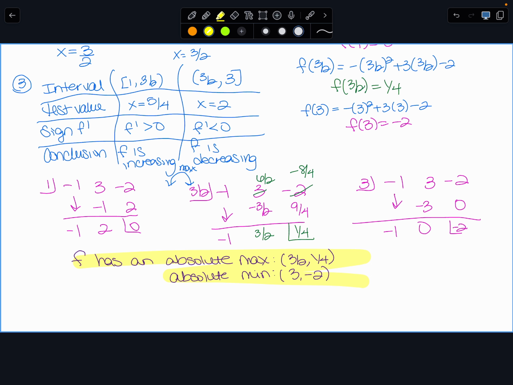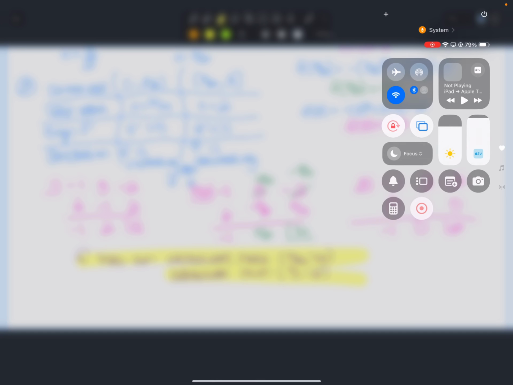Questions that you guys have? I can only have absolutes in 2 cases. 1, I have to have an interval, or 2, it has to be a quadratic. Okay. All right, so question 2 is the one that you guys need to do.